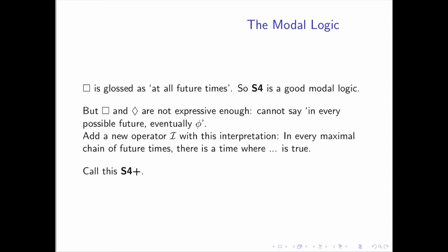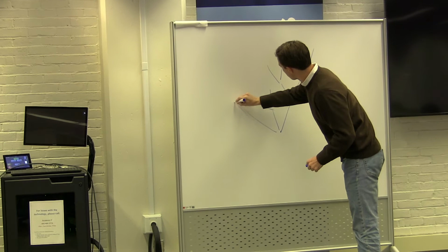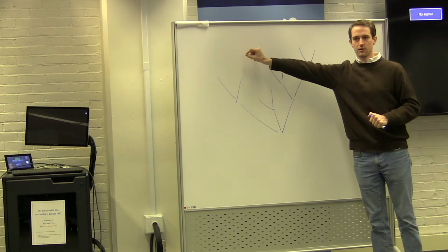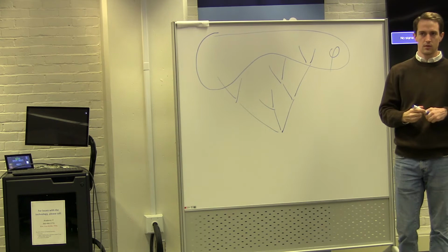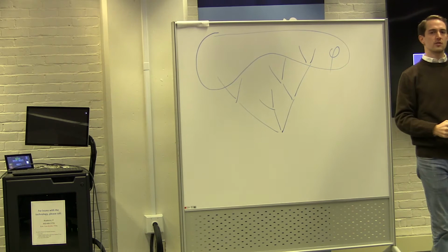So if we imagine time branching in all these various ways, then box phi would mean at all of these points phi is true. Diamond phi would mean at some point somewhere up there phi is true. Inevitably phi means that there's some set of worlds that intersects every future branch of time in which phi is true. So it may take 3 seconds if you go down this path of the future, it may take 3 years if you go down that path, but at some point, no matter how the future turns out, there will be a moment when phi is true.